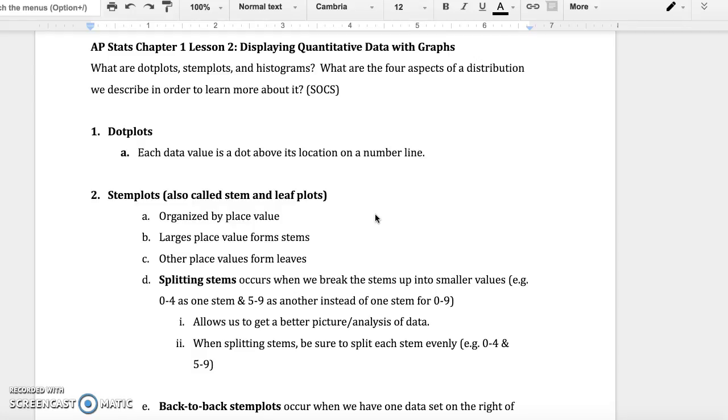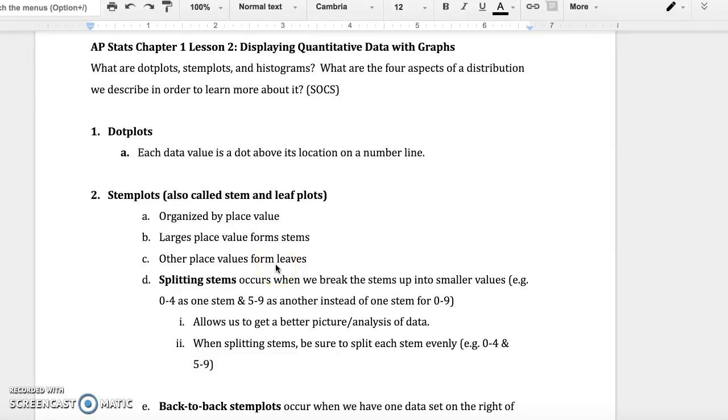Here's lesson 2. We're jumping into quantitative data with graphs. So what are dot plots, stem plots, and histograms? Remember your SOCs. That's the four aspects of a distribution: shape, outliers, center, and spread. And those are the 4 qualities of a distribution we use to describe it. So dot plots, each data value is a dot above its location. We saw what stem plots were and how that works. We can do back-to-back stem plots where one data set goes left and one goes right.